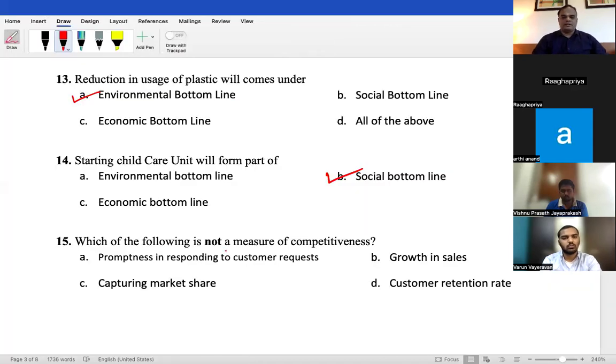Not competitiveness. Okay. Growth in sales, yes, that is one part of it. It is also a building block method. Capturing market share, yes. Customer retention, yes. Promptness in responding does not come under competitiveness. Competitiveness is purely for the financial aspect they are telling. Am I right or not? The last point. Okay. Determinant.